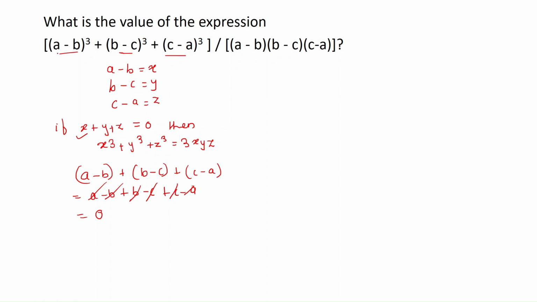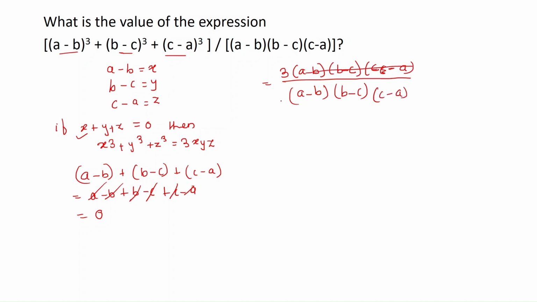So here in this expression we can write it as 3 into (a minus b) into (b minus c) into (c minus a), and this is our denominator, which is equal to (a minus b) (b minus c) and (c minus a). Now this we can cancel out here, so it is equal to 3. So the value of our expression is 3.